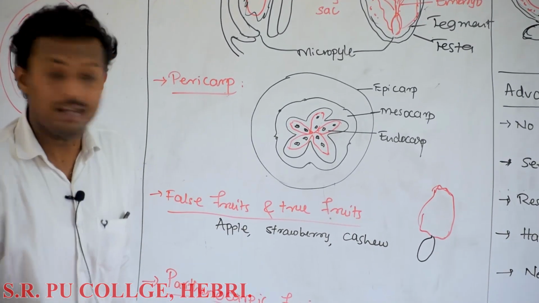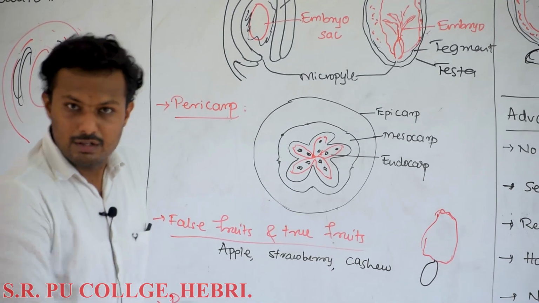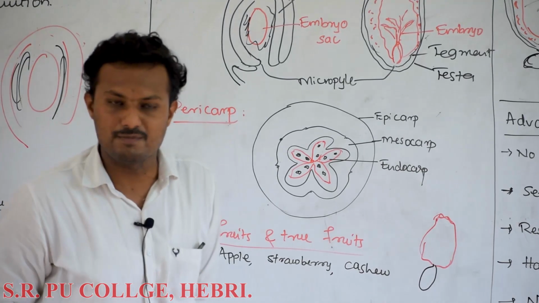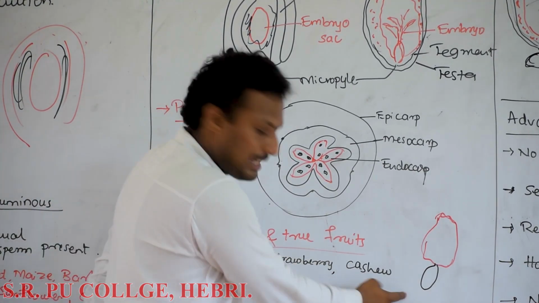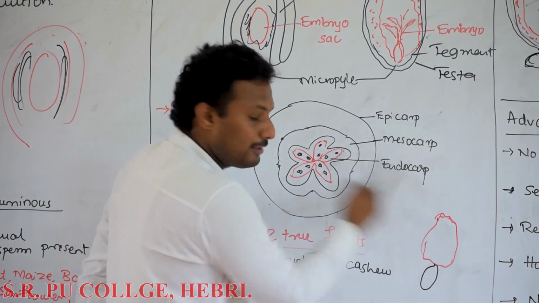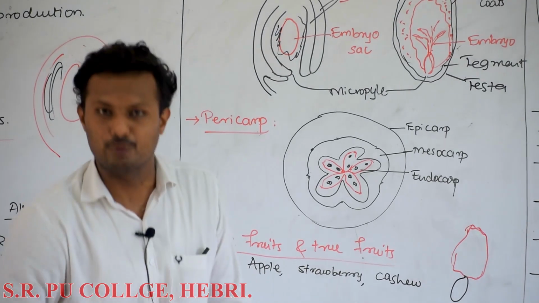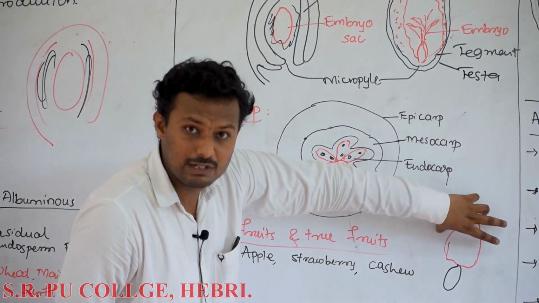So you may wonder how the fruit is separate and the seed is outside the fruit. As we see in most cases of the angiosperms, the seed will be present inside the fruit. But in the case of the cashew, we see the seed is present outside the fruit. This is because it is not a true fruit. It is actually a false fruit. So how does this false fruit develop? This explains why it is called a false fruit.